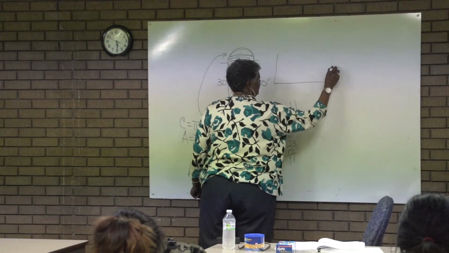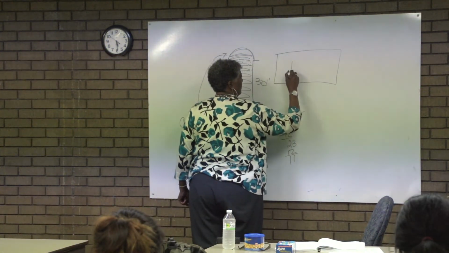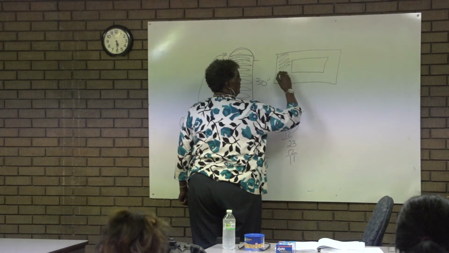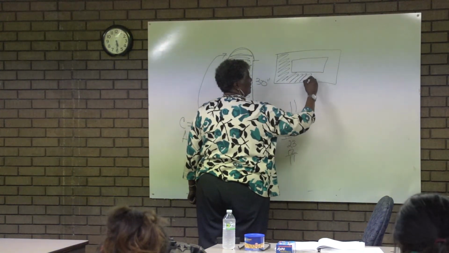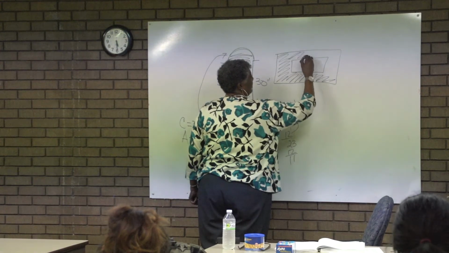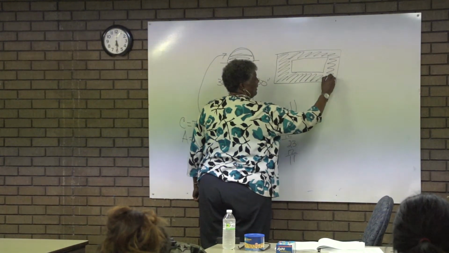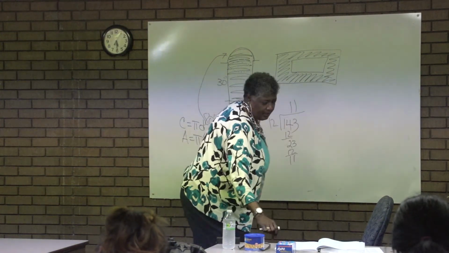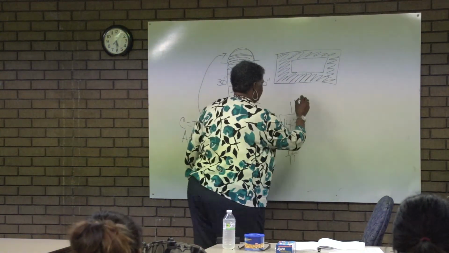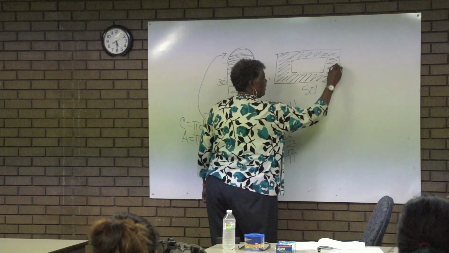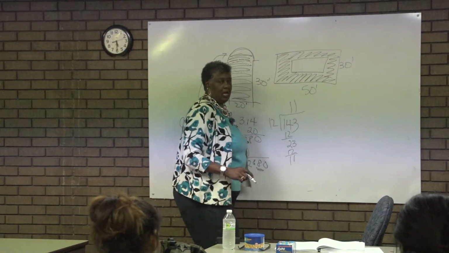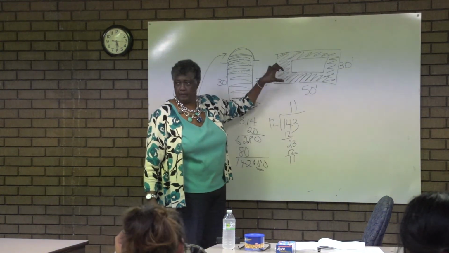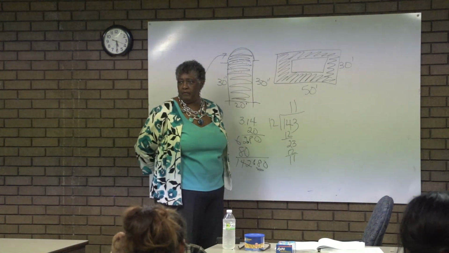Here's what they gave you. They want to know the blue. And they told us that the outer rectangle is 30 feet by 50 feet. How are you going to find out what the blue is? How much is the blue? How are you going to figure that out?